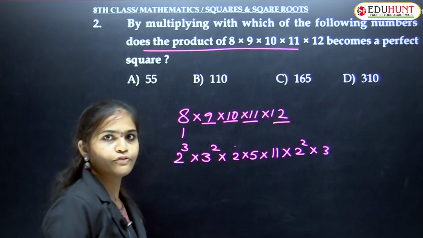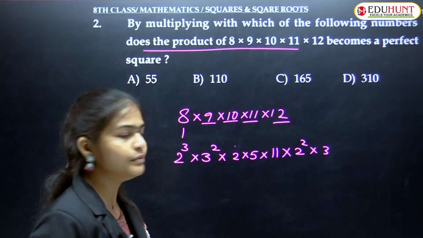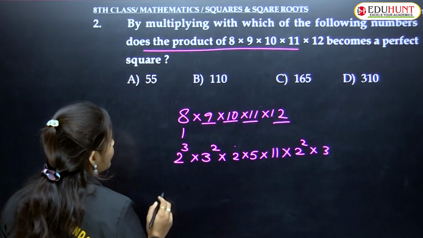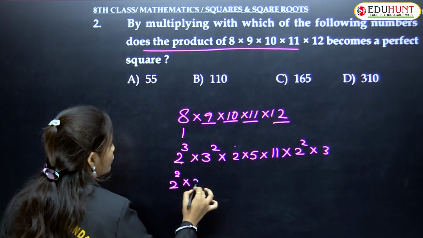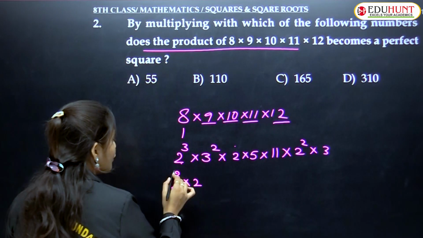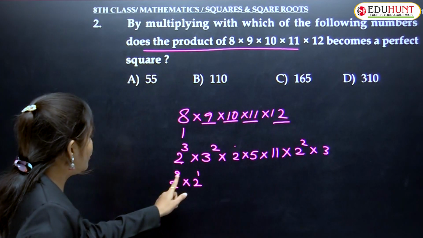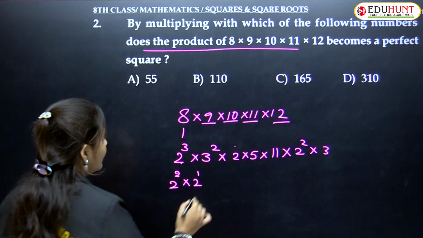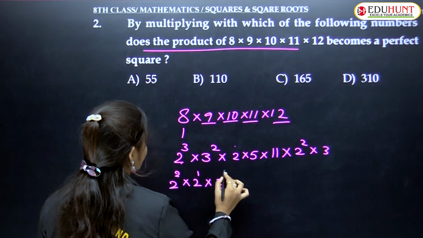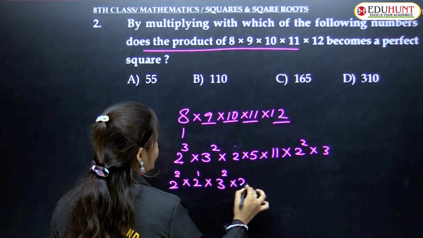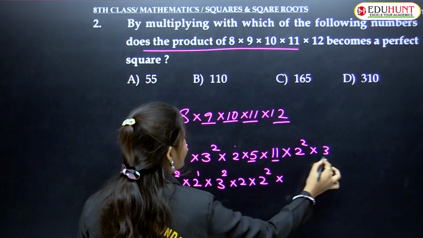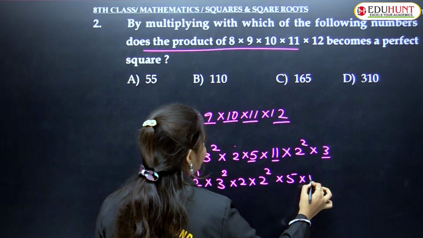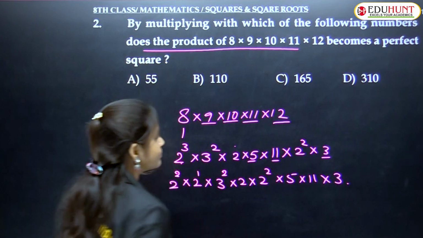2 square is 4, and 4 times 3 is 12 only, no? That's it. Now to make it a perfect square, this one we can write as 2 square into 2 power 1, again 2 plus 1 is 3. Here this is a square only, so write it as square into 2. Next, the square number 2 square, into the leftover numbers right here: 5 into 11 into 3.